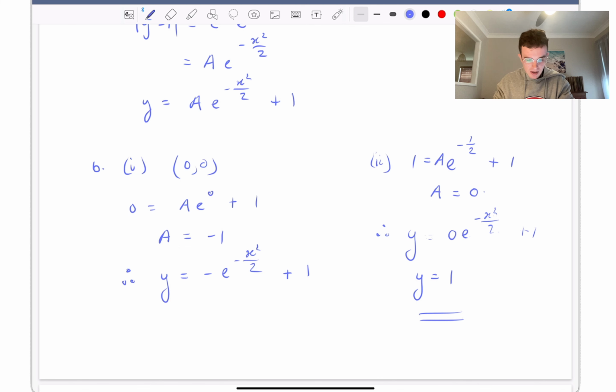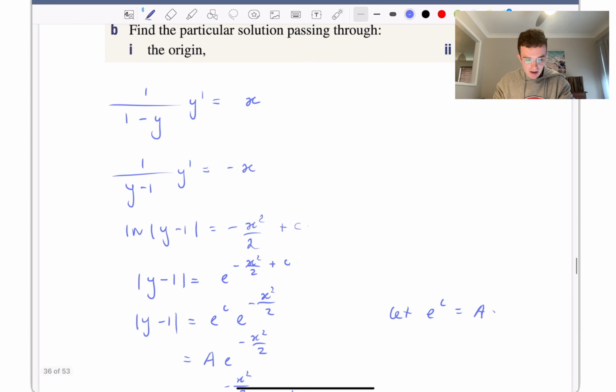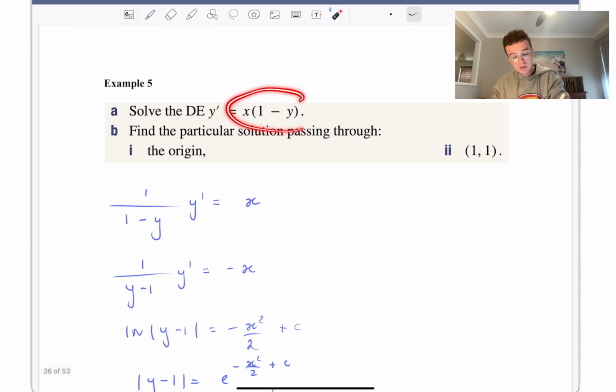Now, we can see that from the initial question, because if you made y equal to 1 in this question, you're going to get y dash is equal to 0, so therefore y equals 1 is a solution. So that idea of finding the constant solutions can be a fast way of finding solutions to the equation.